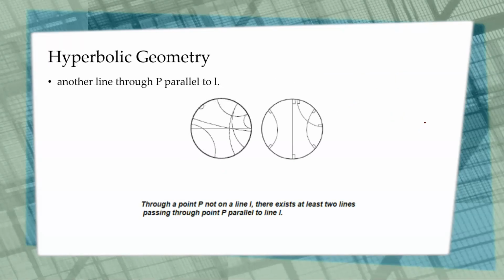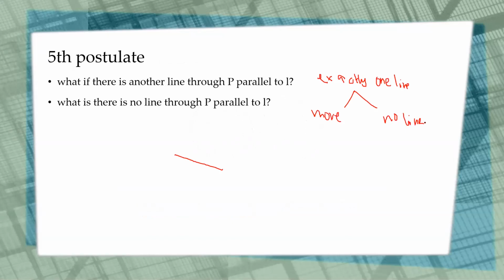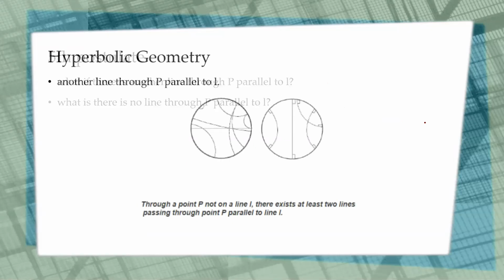Yan na ngayon yung development ng other geometry. And the first geometry is yung tinatawag nating hyperbolic. There's another line through P parallel to L. So it means that through a point P, not on a line, there exists at least 2 lines passing through point P, but parallel to line L.